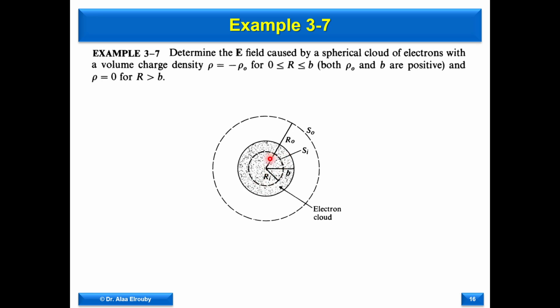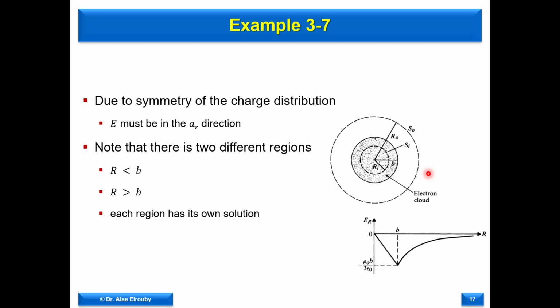Of course you can see we have theta symmetry and phi symmetry, and we must expect that the electric field would depend only on r and be in the r direction. So because of the symmetry, and because it's a spherical charge distribution, we will use the spherical coordinate system.